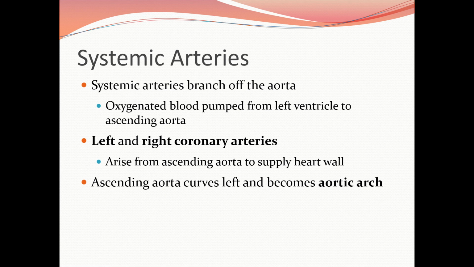Now let's take a look at some systemic arteries and then some systemic veins. For the systemic arteries, they branch off of the aorta. Oxygenated blood is pumped from the left ventricle to the ascending aorta. The left and right coronary arteries arise from the ascending aorta to supply the heart wall. The ascending aorta curves left and becomes the aortic arch.